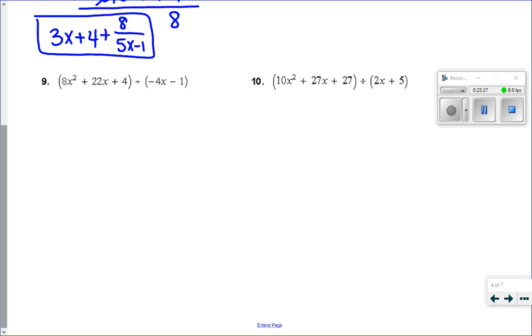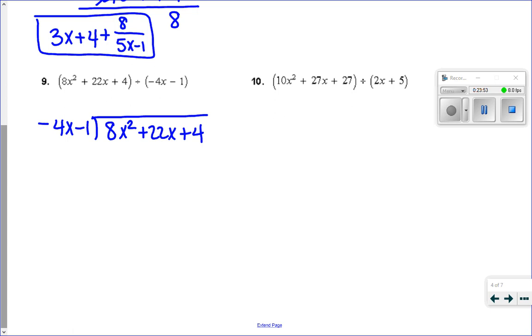Let's go ahead and get started. Negative 4x minus 1 is on the outside. I'm going to copy it correctly. And then 8x squared plus 22x plus 4 is what we're dividing into. And let's start. So you should maybe even pause it if you want to really give it a shot on your own and see how you do, or follow along with me, whichever one you feel more comfortable with.